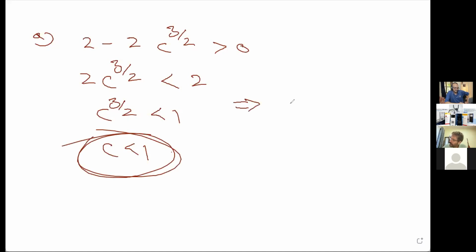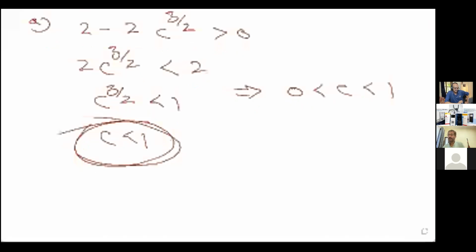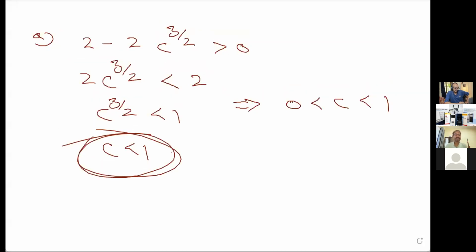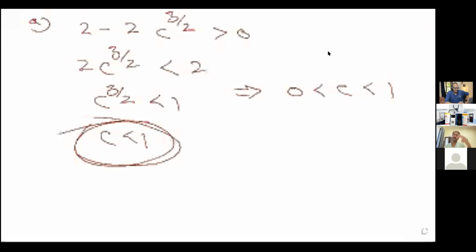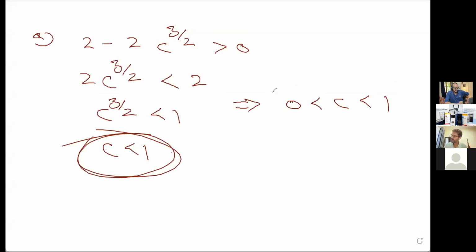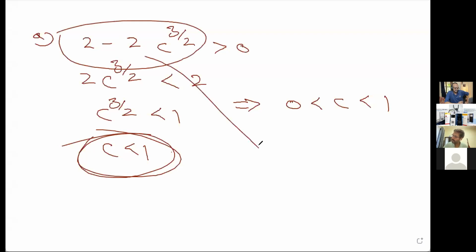So c should be between 0 and 1. That's part A. Now in part B, the second part, it says exactly 2 axial intercepts. So the minimum point should be on the x-axis. In this case, this thing will be 0. When this thing is equal to 0, you will get c is equal to 1.